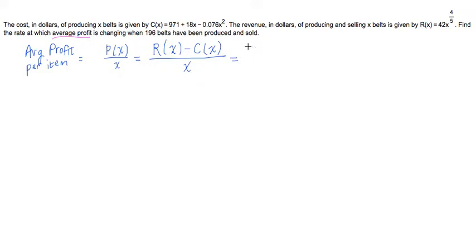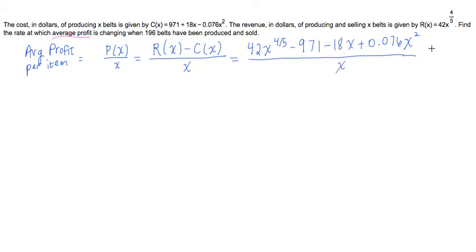So we have R of x is 42x to the 4/5 minus, I'm going to go ahead and distribute the negative out over C of x here. So minus 971 minus 18x plus 0.076x squared. And it's all over x. So this is the average profit per item produced. Now we want to find the rate at which this is changing.